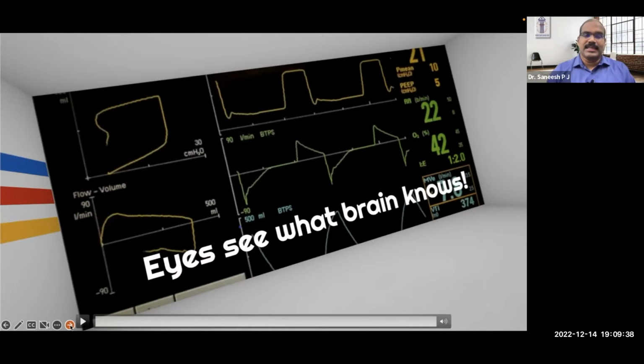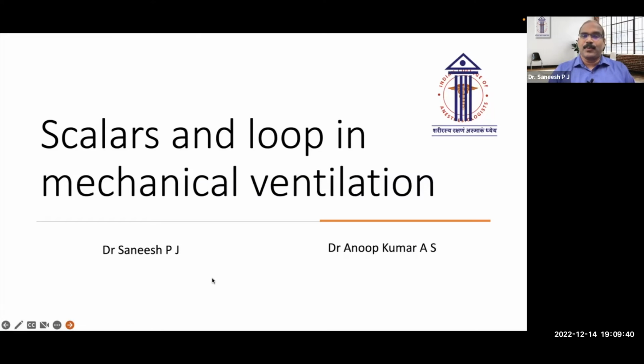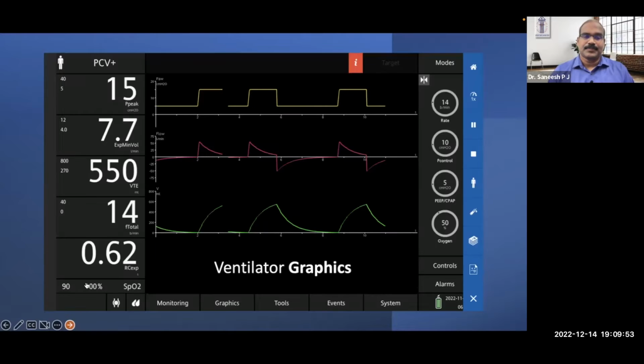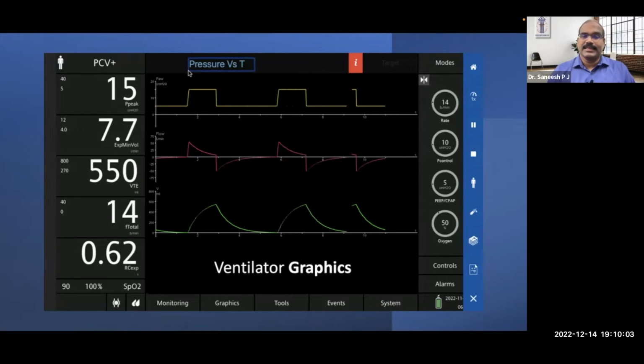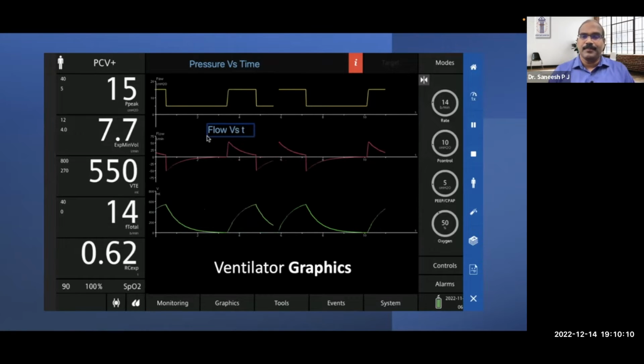So this session aims to improve the interpretation of what we see on the monitor, which is available on our modern ventilators. This is a prototype screen, what you will be expected to see on your ventilator screen, a bit of lines and graphs, what we call scalars and loops, in the middle in this particular model.